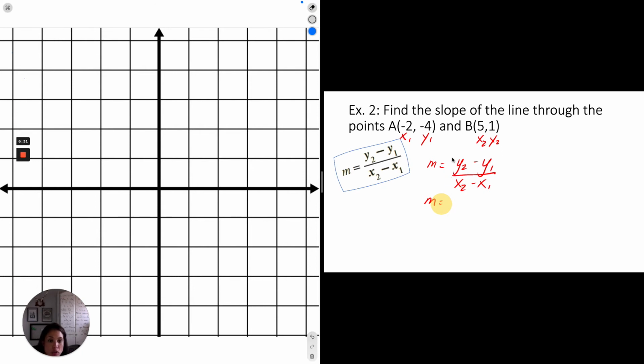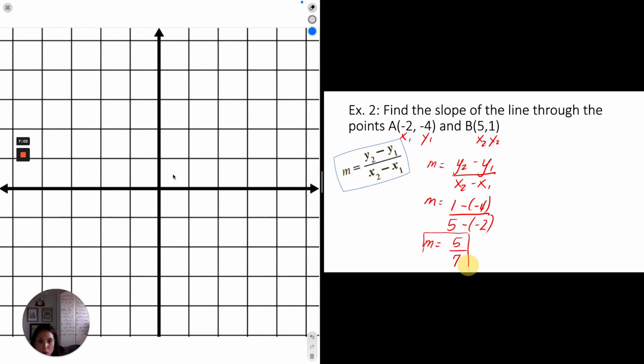So y2 is going to be 1 minus -4 divided by x2 is 5 minus -2. So m, or my slope, is 1 plus 4, which is 5, and then 5 plus 2, which is 7. So my slope of the line is 5/7. Let's plot this on the graph.